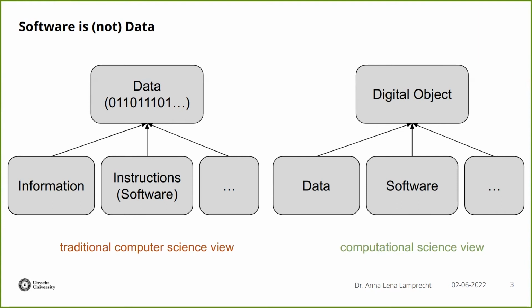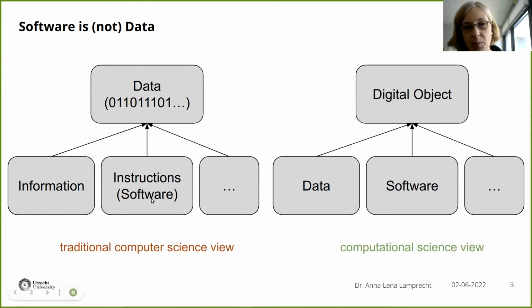This view that software is just a special kind of data is very much what I called here the traditional computer science view. If you look at a computer in a very technical way, then everything in the memory of a computer is represented ultimately as sequences of ones and zeros, which we can call data. In a computer, information as well as instructions are ultimately sequences of ones and zeros, and so are data. From that view, you could say, okay, software is just a special kind of data, so we don't need separate principles because these FAIR principles for data can just be applied to software.